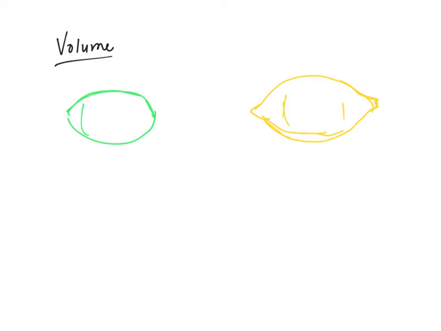My pictures aren't the best, but I've tried to give you two different fruits. On the left is a lime. That's what that's supposed to be. And on the right is a lemon. And if I were to give you either one of those, how would you find the volume? Give me the most specific answer possible.